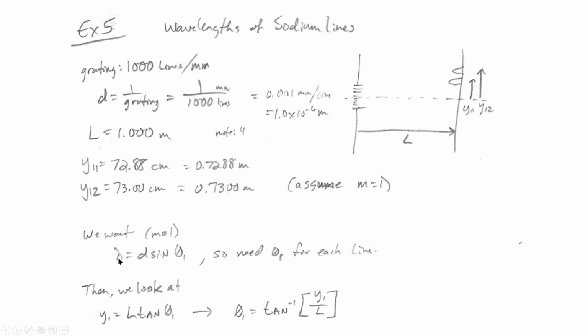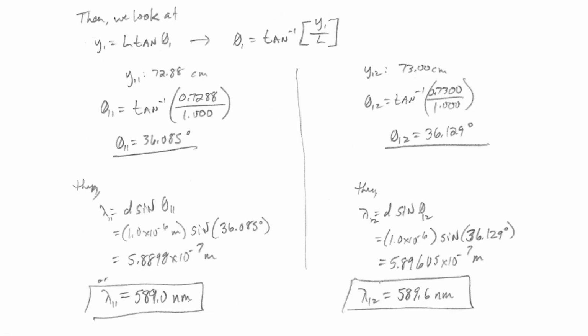So according to M lambda equals d sine theta sub 1, with M equals 1, we need to know the angle for each of those lines, and so we're going to look at the ratio from the tangent expression. We'll do this on the left side for the 72.88 centimeter line, and on the right hand side for the 73.00 centimeter line. We plug those values in, and the angle for the 72.88 is 36.085 degrees.